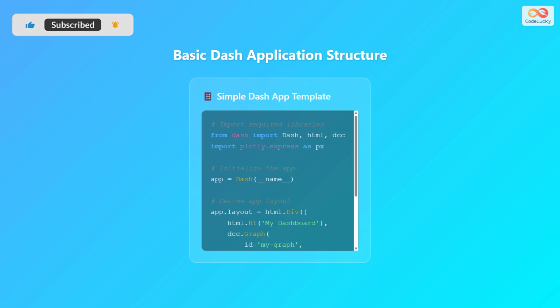Finally, the application runs when you include the standard Python conditional if __name__ equals "__main__", followed by app.run with debug equals True for development mode. This structure provides the foundation for any Dash application, from simple charts to complex analytical dashboards.